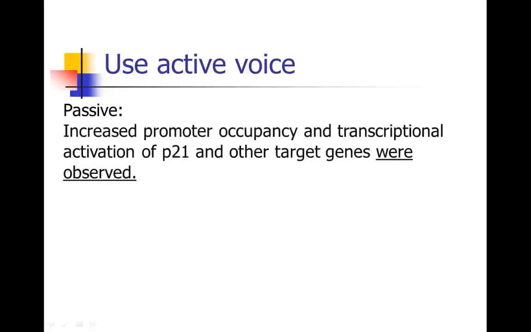So here's another example. "Increased promoter occupancy and transcriptional activation of P21 and other target genes were observed." Okay, so again, this is passive voice without a subject. So we don't know who was doing the observing. Obviously, from the context of the paper, we could guess that. In this case, I'm going to assume it was the authors of the paper who were doing the observing. So we would turn this into the active voice by saying, "We observed increased promoter occupancy and transcriptional activation of P21 and other target genes."